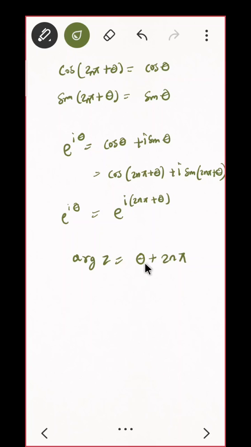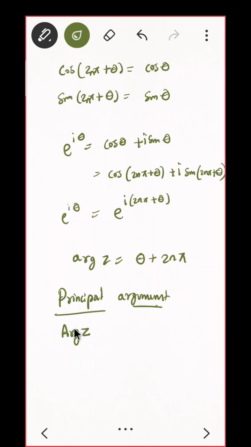So for any complex number you have infinitely many arguments of z. To restrict this to a unique theta, we define one more, that is called the principal value of argument. Okay, let me just define that. You can say principal argument, or principal value of argument. That is denoted by Arg z. So principal argument we denote like this.